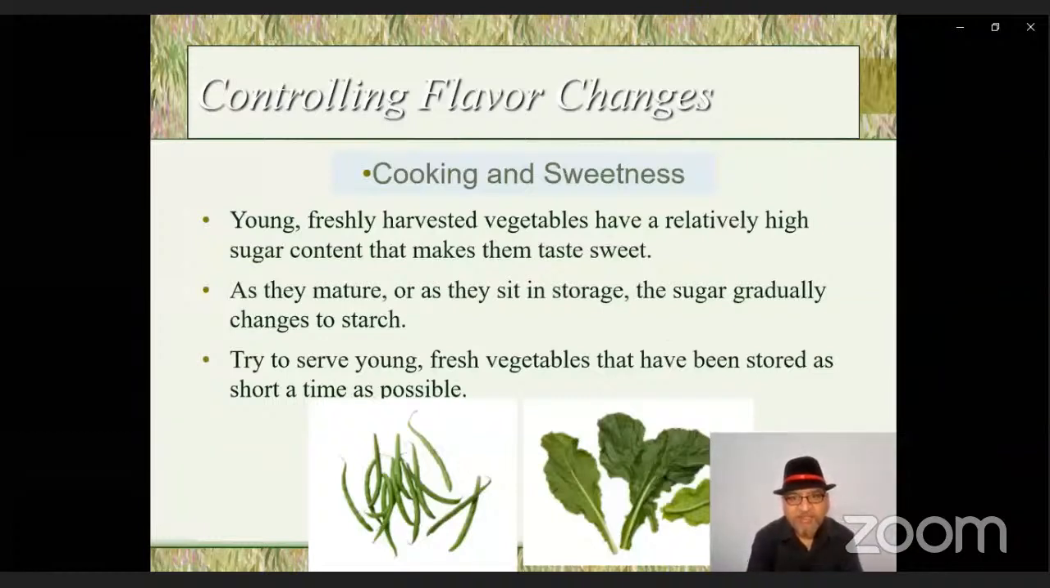Controlling flavor changes, cooking and sweetness. Young, freshly harvested vegetables have a relatively high sugar content that makes them taste sweet. As they mature or as they sit in storage, the sugar gradually changes to starch. Try to serve young, fresh vegetables that have been stored as short a time as possible. Vegetables are best had fresh and young.